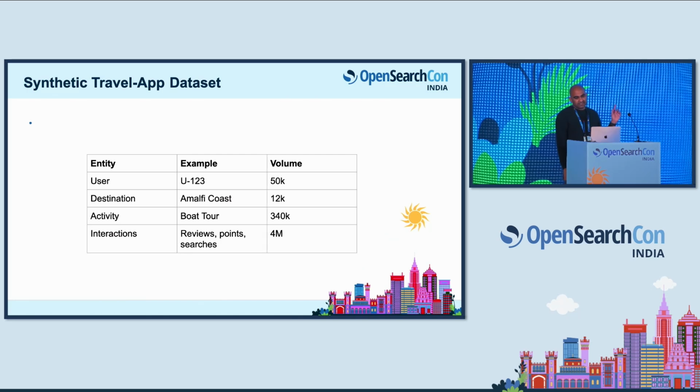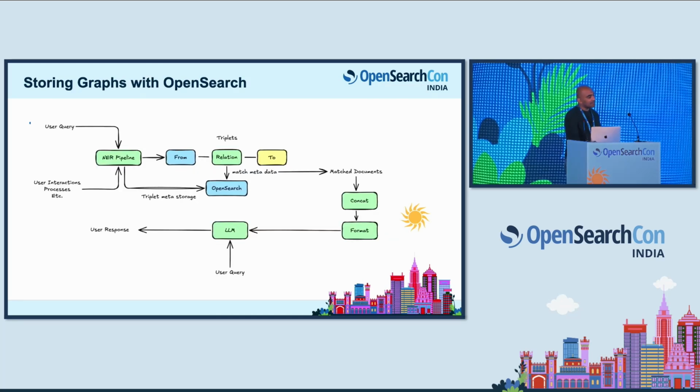So this is one of the example data sets which is present in the graph database, with an example like the user data, for example, based on ID, which destination they travel to, with an activity, and what the interactions are. So let's say they're reviewing points or searches. And all of this, if you think, can be represented in the form of a triplet, because all of them could be nodes and relationships.